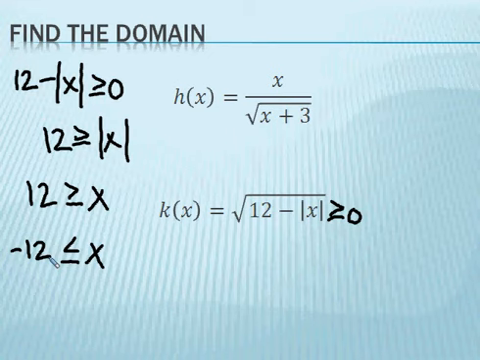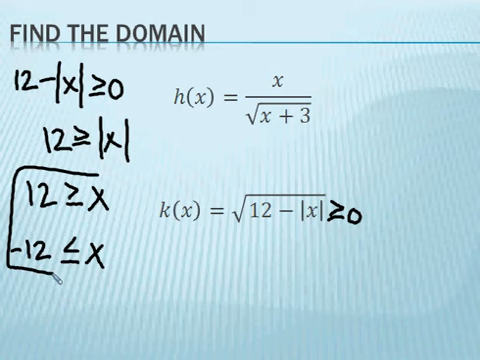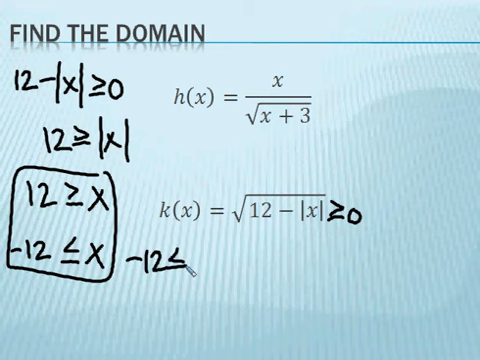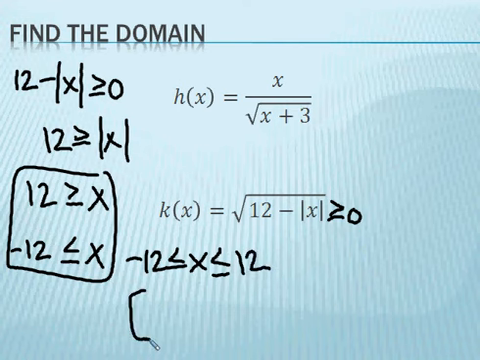Because of the inequality being inside here, we have to make sure that we switch the inequality for the negative value. So I know that x has to be less than or equal to 12, and x has to be greater than or equal to negative 12. And so that would be my domain. I could also write that as negative 12 is less than or equal to x, which is less than or equal to 12, as a compound inequality. I could also say bracket negative 12 to positive 12 bracket.